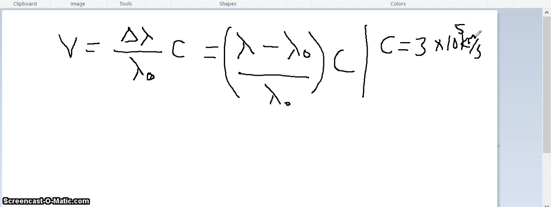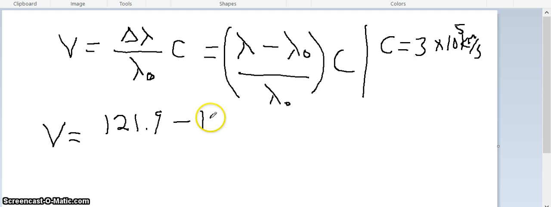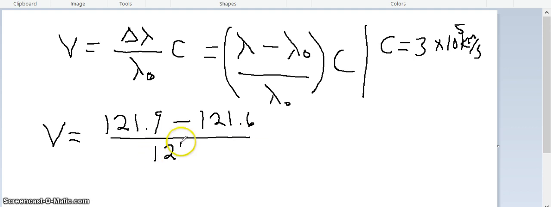All right. So let's do this problem completely now. So the velocity using the Doppler shift, we're going to use lambda minus lambda naught. Remember, lambda was the moving wavelength, so it's going to be 121.9 minus 121.6, divided by the wavelength in the laboratory, 121.6.